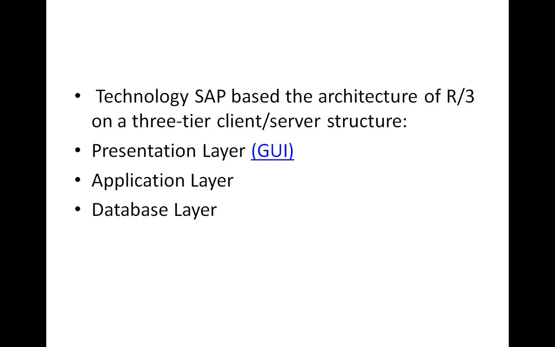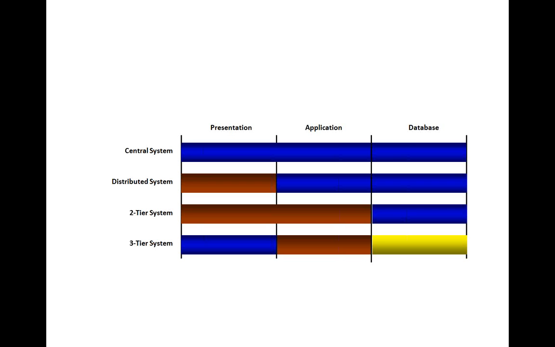The application server acts as the interface between the presentation server and the database server. It takes the information from the presentation server, fetches the data from the database server, and updates the data into the database server. That is the application server. Now SAP has the R/3 architecture. We have presentation, application and database servers.